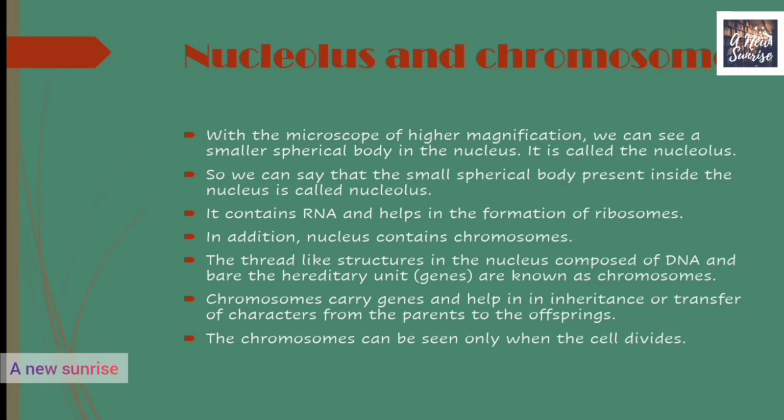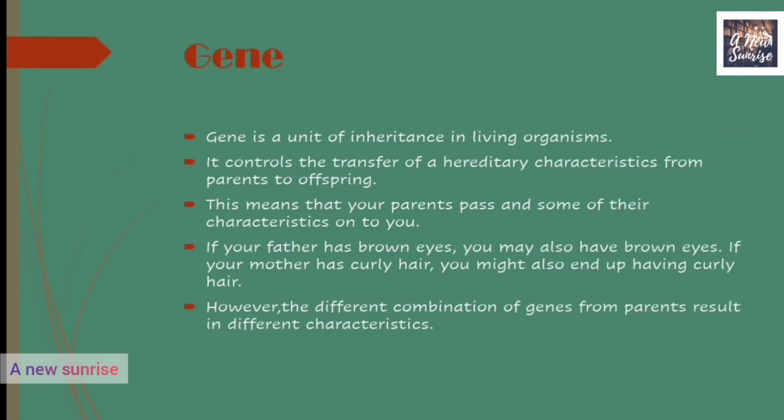Now let us go towards our next topic, that is the genes. A gene is a unit of inheritance in a living organism. It controls the transfer of hereditary characteristics from parents to offspring. This means that your parents pass some of their characteristics onto you. If your father has brown eyes, you may also have brown eyes. And if your mother has curly hair, you might also end up having curly hair. However, different combinations of genes from parents result in different characteristics.